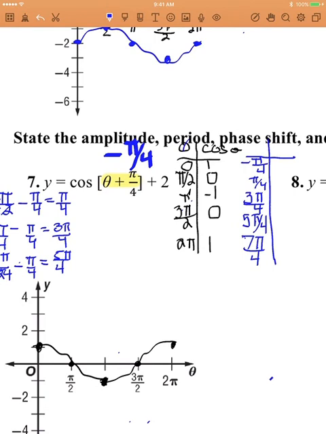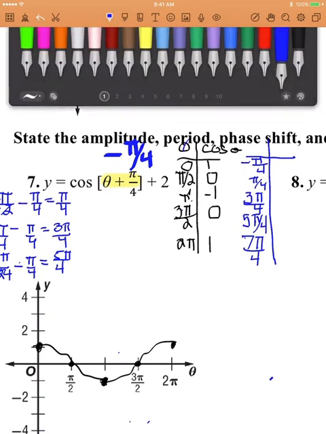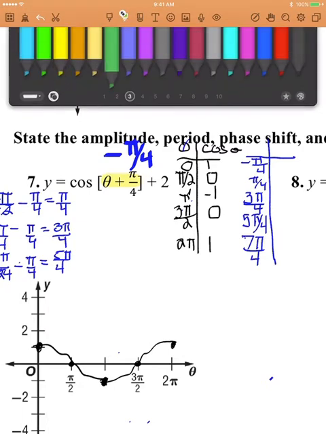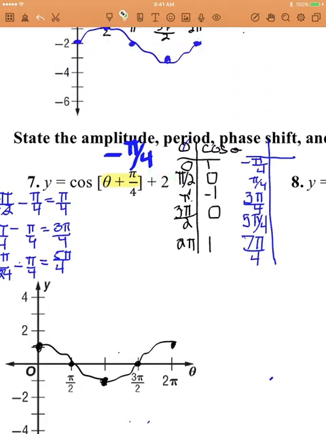And then now let's do the vertical shift. Let me get a different color for the vertical shift. Let's do green. So now what I'm going to do to all my cosine of theta values is shift them up 2. So let's add 2 to all of the y values. So 1 plus 2 gives me 3. 0 plus 2 gives me 2. Negative 1 plus 2 gives me 1. 0 plus 2 gives me 2. 1 plus 2 gives me 3.